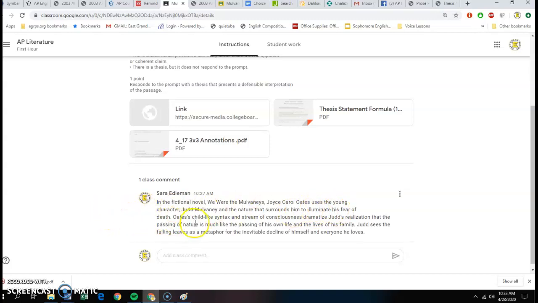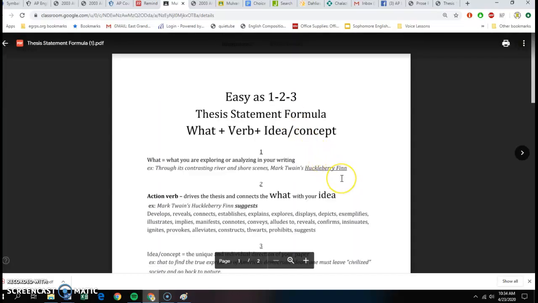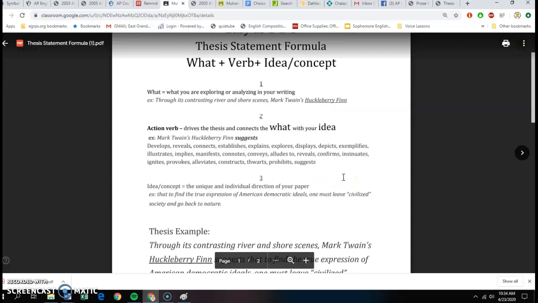That's the thematic thread. The childlike syntax, so that is in stream of consciousness, that is the device. Dramatize is the action verb. And Judd's realization that the passing of nature is much like the passing of his own life. So there's a pattern here, okay? And so I've also attached a sort of formula.